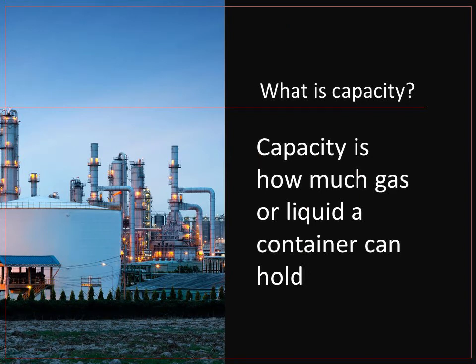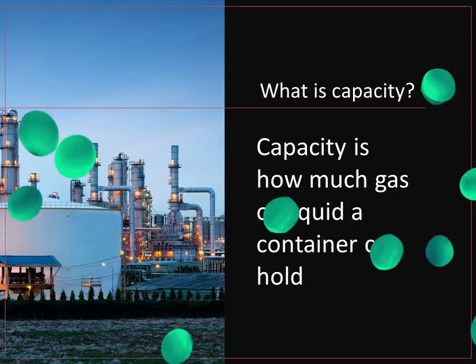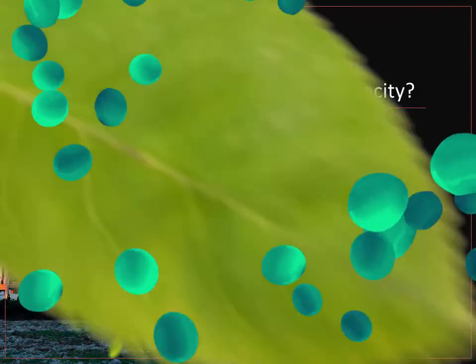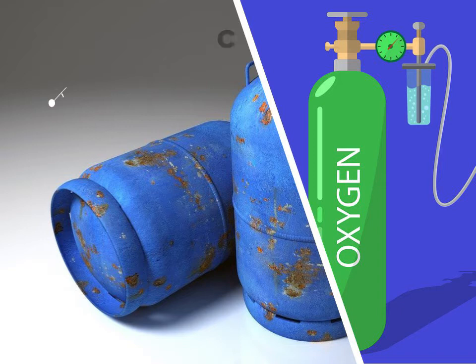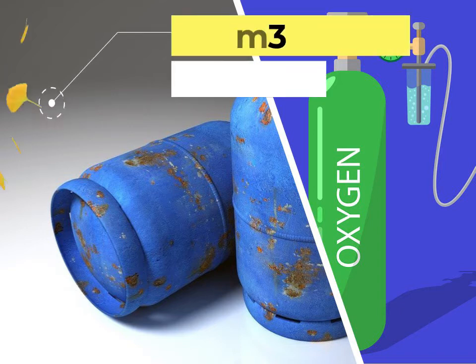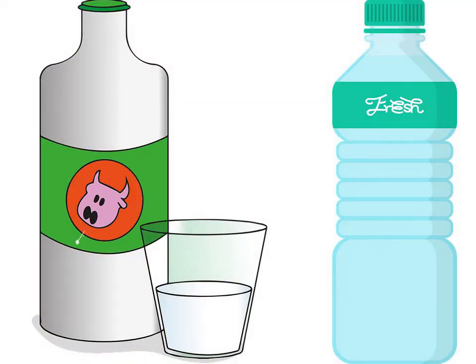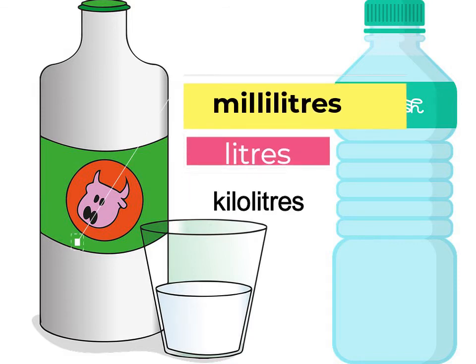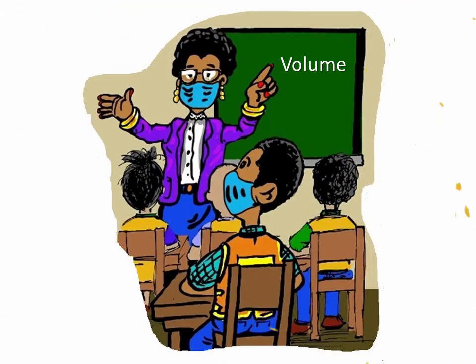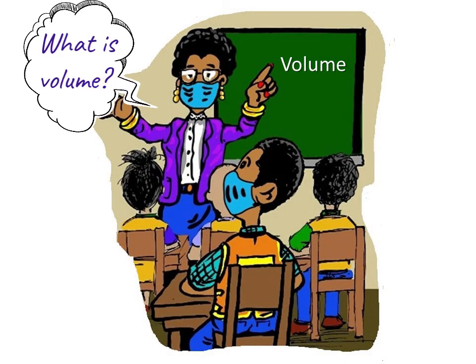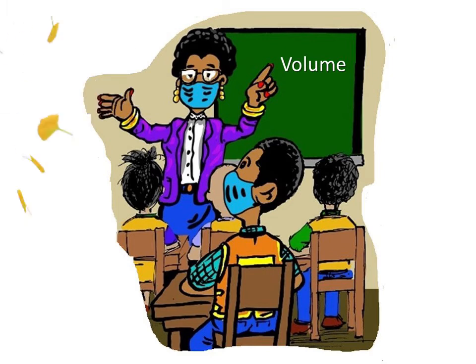Building on the ideas that the learners share with you, explain that capacity is the amount of space inside a solid. In other words, the capacity of a container tells us how much gas or liquid the container can hold. Gas can be measured in cubic centimeters or cubic meters, while liquids such as milk and water are measured in milliliters, liters and kiloliters.